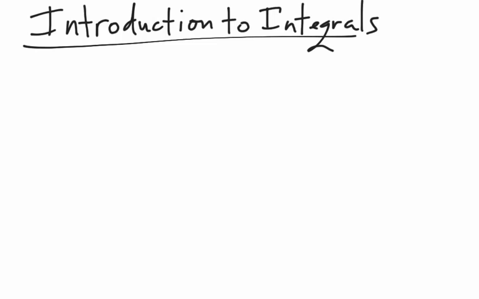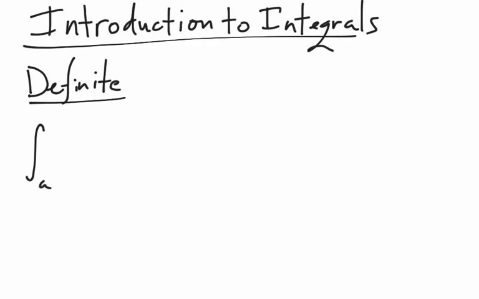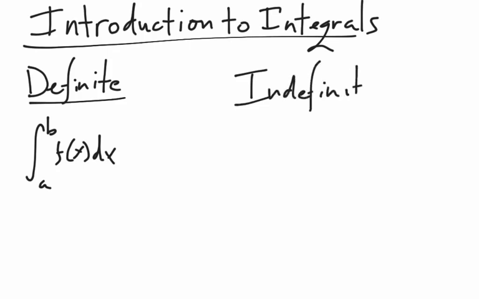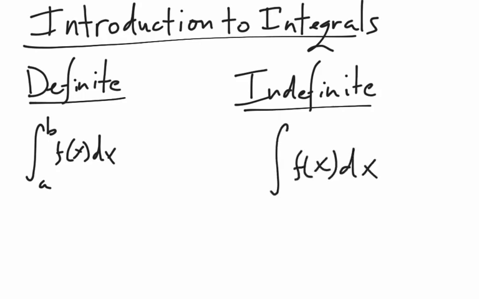This video will be an introduction to integrals. In it we're going to learn about two main types of integrals, actually the only two types, which are definite integrals, which look like this, integral from a to b of f of x dx. That's the first kind. And the second kind, guess what, is indefinite integrals. And indefinite integrals, the only difference is that there are no limits of integration. This a and this b are called the limits of integration.